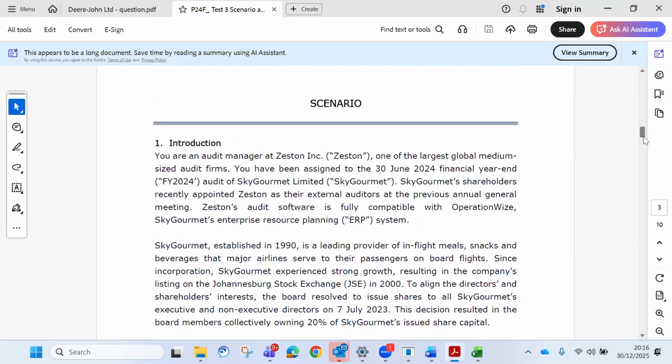You're an audit manager at Zeston Inc., one of the largest global medium-sized audit firms. You have been assigned to the 30 June 2024 financial year end of Sky Gourmet Limited. Sky Gourmet's shareholders recently appointed Zeston as their external auditors at the previous.